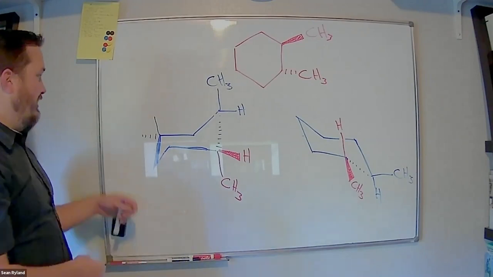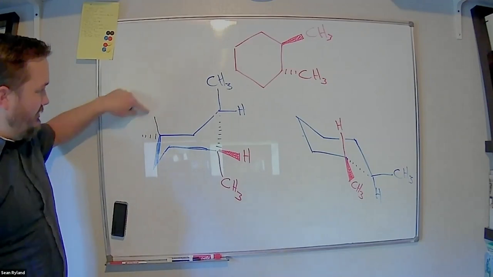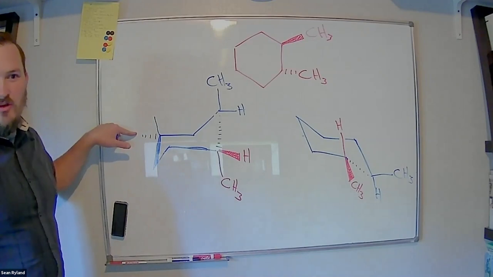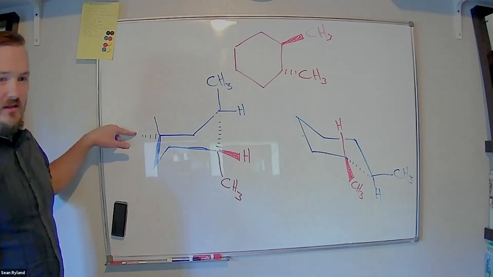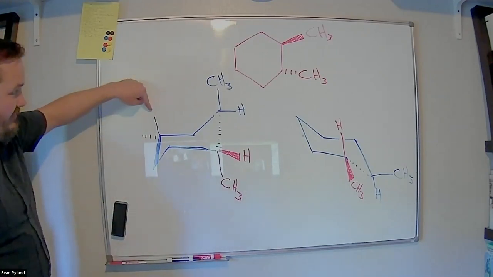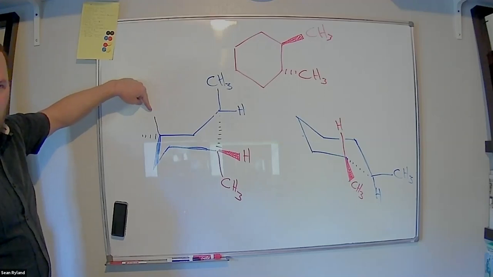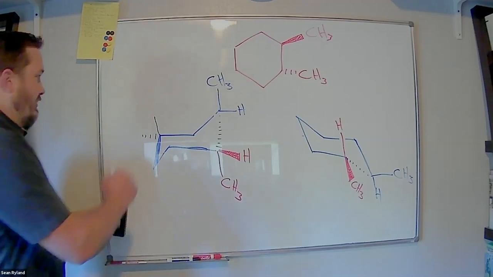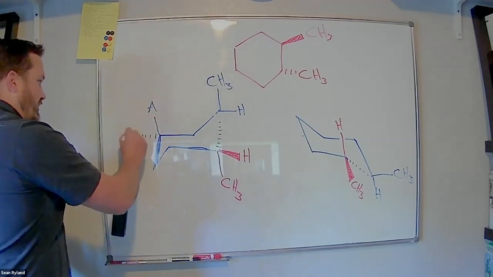And then once you get that, now that we have these other two drawn, I know one of those has to be axial and the other one has to be equatorial, if you're trying to label which is which. Out of these choices, this one's definitely more pointed perpendicular to the ring than that one. So this would be our axial and this would be our equatorial.